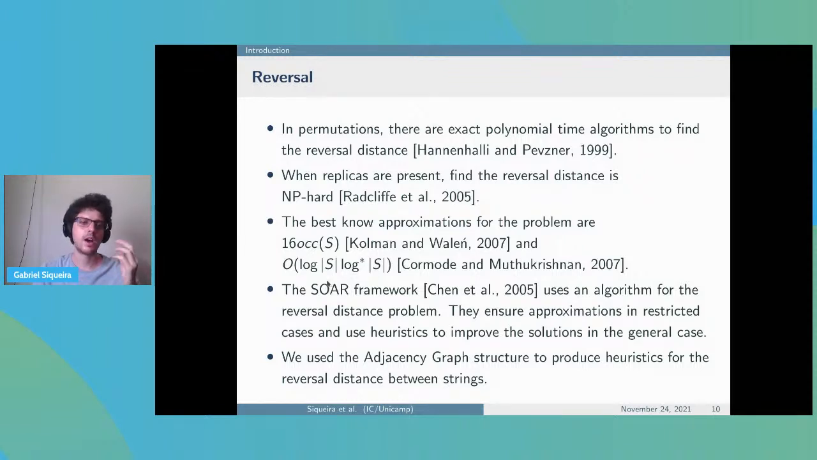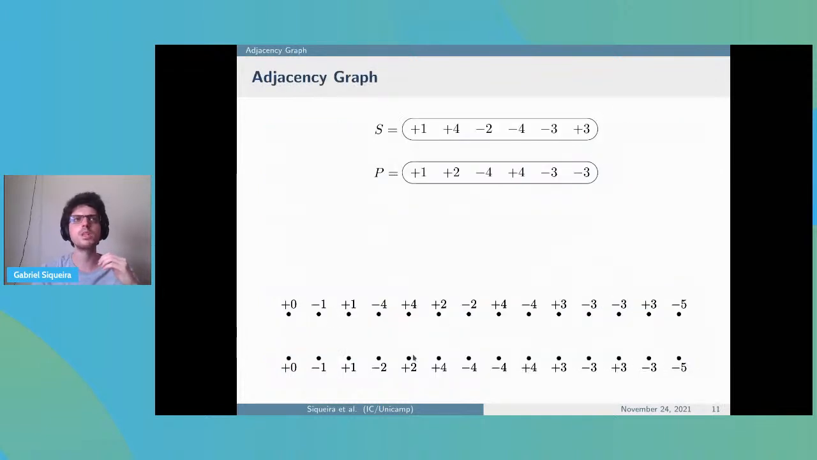Those algorithms have a high approximation ratio, so it is interesting to try to find good heuristics to improve the solution in practice. For instance, an algorithm from the SOR framework that solves the reversal distance problem issues approximations only in some restricted cases, but it uses some heuristics to improve the solutions in the general case. Here, we are going to use the adjacency graph structure to propose some heuristics that try to be even better in practice, even if they don't guarantee an approximation factor.